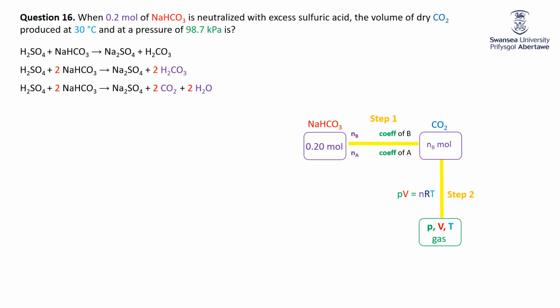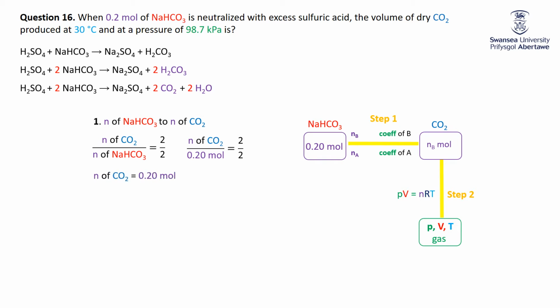So step 1. It's going to be moles of the NaHCO3 to moles of CO2. What we see is that the ratio is 2 to 2. It's a 1 to 1 or 2 to 2 reaction. So therefore, if we have 0.2 moles of NaHCO3, that will become 0.2 moles of CO2. So we got 0.2 moles of CO2 from the reaction.